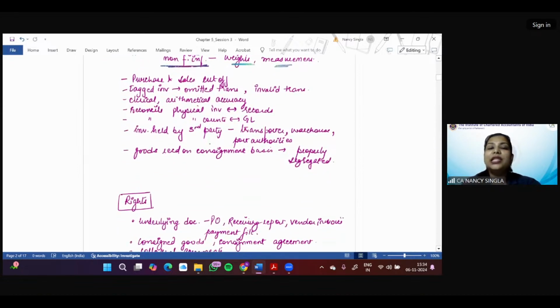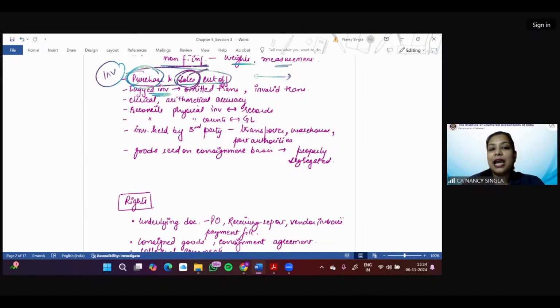Now, when the auditor is conducting the physical inventory count, he will again perform purchase and sales cutoff, in order to see whether the inventory that has been shown in the current accounting period pertains to the current accounting period only. See, inventory will be purchased, right? And then it will either be used. If the inventory is finished goods, it will be sold. So the auditor will perform purchase and sale cutoff.